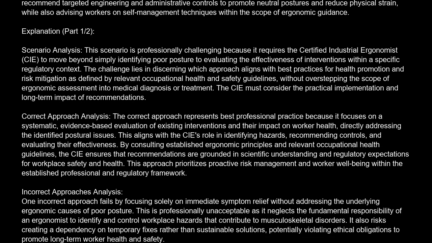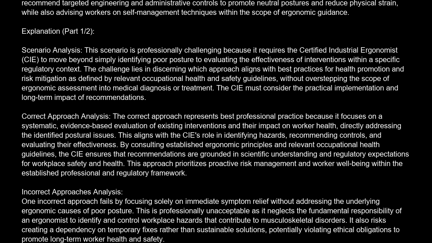The correct answer is B. Conduct a comprehensive ergonomic assessment of the workstations and tasks, identify specific postural stressors, and recommend targeted engineering and administrative controls to promote neutral postures and reduce physical strain, while also advising workers on self-management techniques within the scope of ergonomic guidance. Explanation. Scenario analysis.